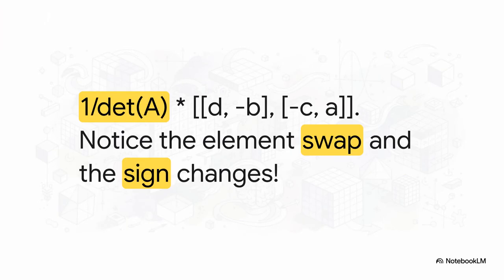Now here's the formula for a 2 by 2 inverse, and it's pretty cool. First thing you see is that 1 divided by determinant of A, right out front. See? That's exactly why the determinant can't be 0. You can't divide by 0. Then look inside the matrix itself. The A and D elements literally swap places, but the B and C elements, they just change their signs. You have to pay close attention to that. It is such a common place to make a little mistake.